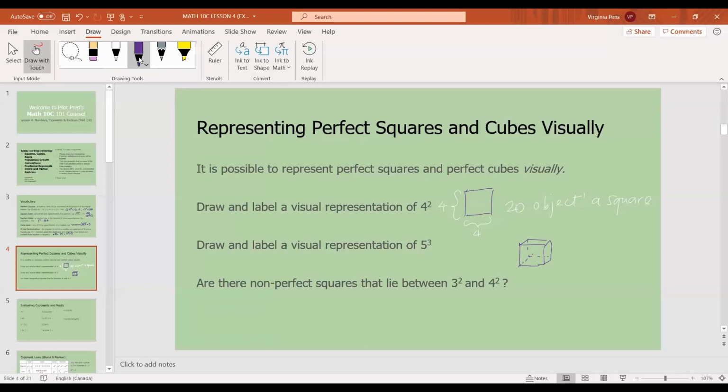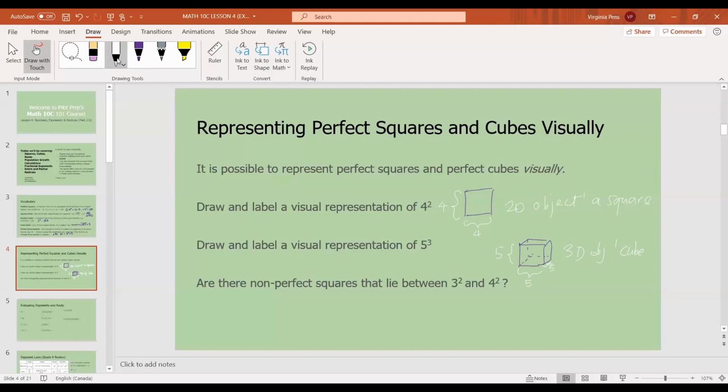That did not turn out very well. But it is a cube. You get the idea. Each of its side lengths is 5. This is a 3D object. Cube.